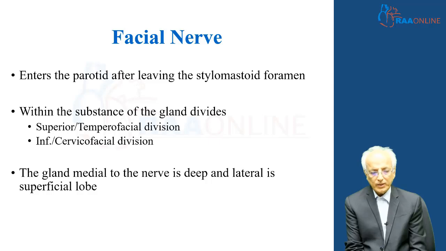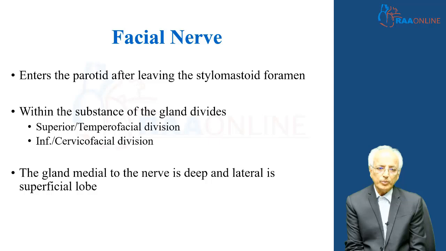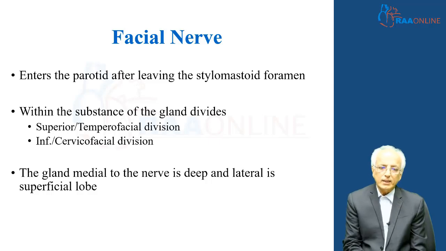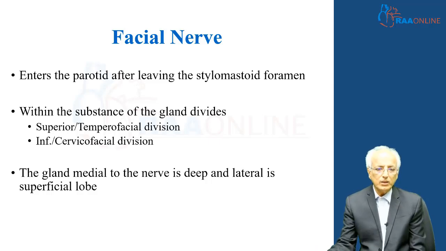Within the substance of the gland, it divides into superior and inferior divisions. The superior division is called the temporofacial division and the inferior division is the cervicofacial division. The part of the gland that lies medial to the nerve is called the deep lobe, and that which lies lateral to the nerve is called the superficial lobe.